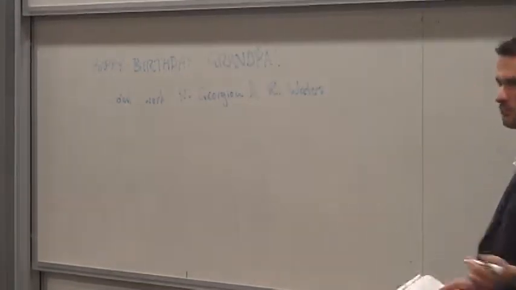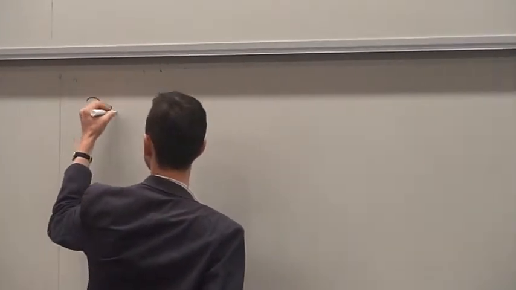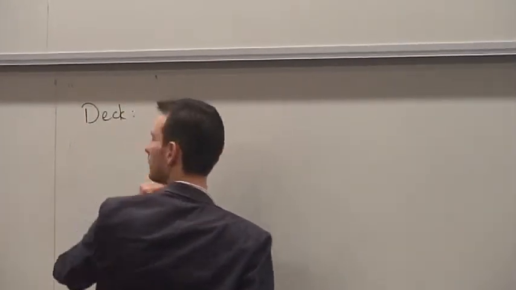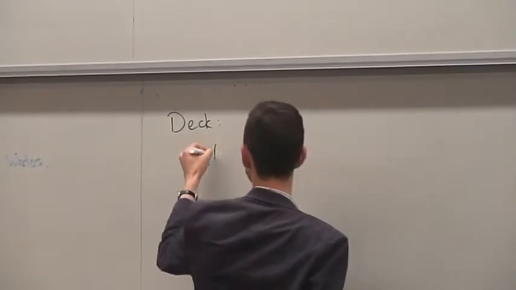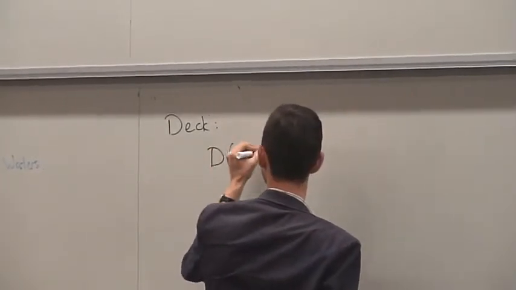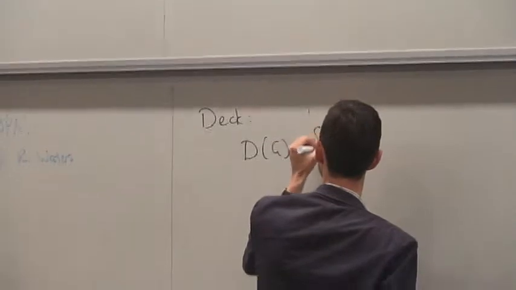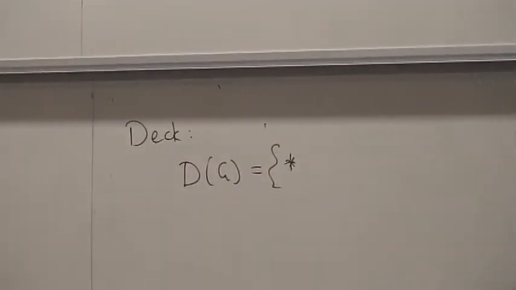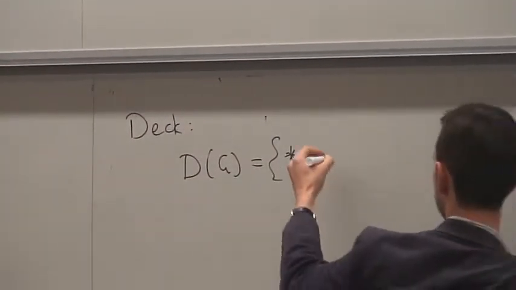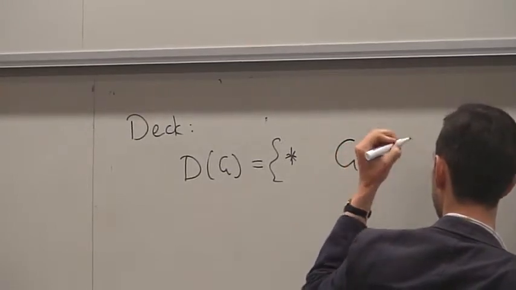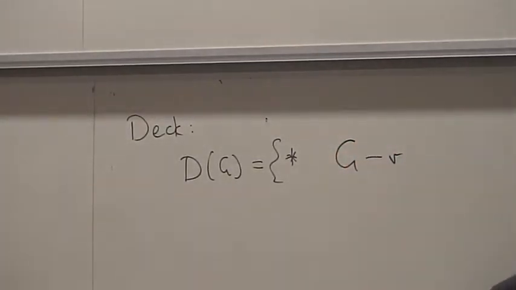Okay, so we all know what a graph is. The deck of a graph is the following thing. It's really a multiset, so maybe I'll use magma notation to denote it as a multiset. It's the set of subgraphs of G where you've had a vertex deleted.